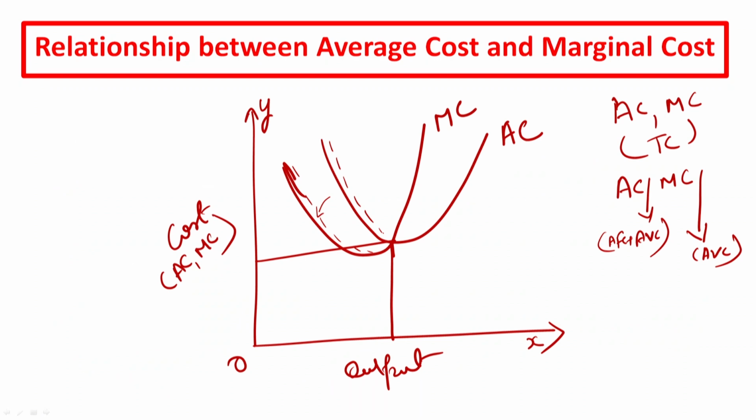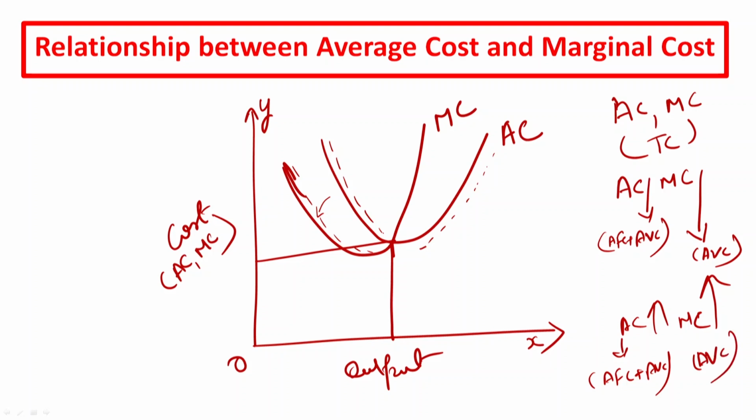When average cost rises, marginal cost will also rise, but at a greater speed. The same thing, because average cost consists of average fixed cost plus average variable cost, whereas your marginal cost consists of only average variable cost. So, when AC is rising, MC will also rise but at a greater speed. That is why marginal cost will always be above average cost.